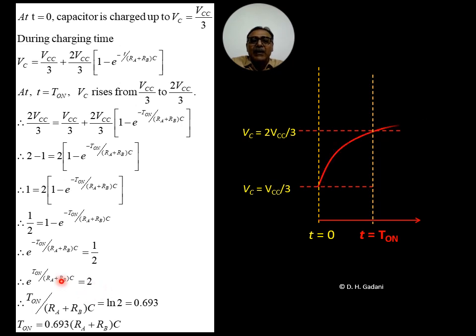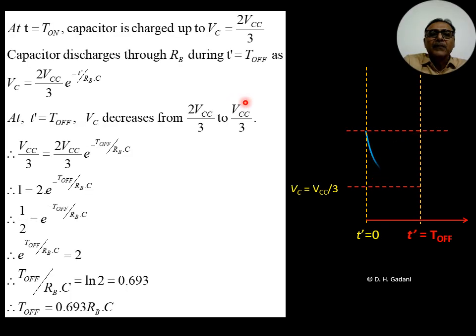So if we take ln on both sides, we get t on upon (Ra plus Rb) into C equal to ln 2, which is 0.693. So this gives us the value of t on as 0.693 times (Ra plus Rb) into C. At t equal to t on, the capacitor is charged up to 2 Vcc by 3.